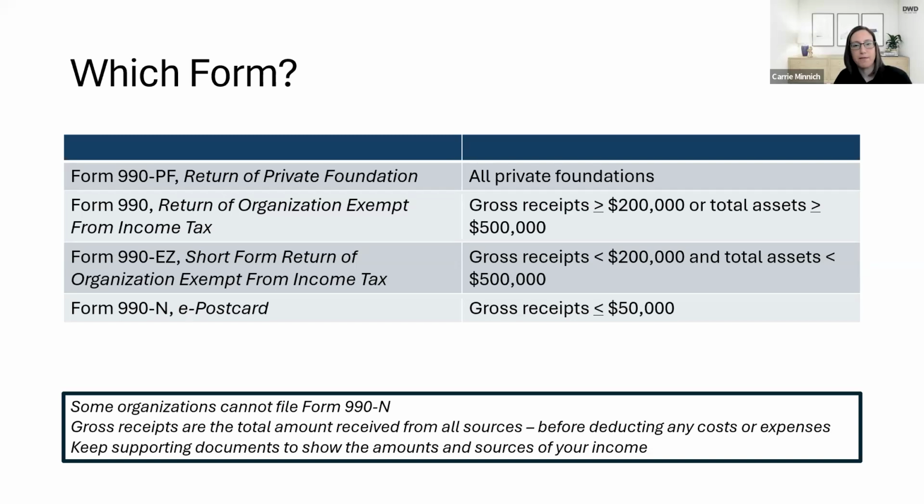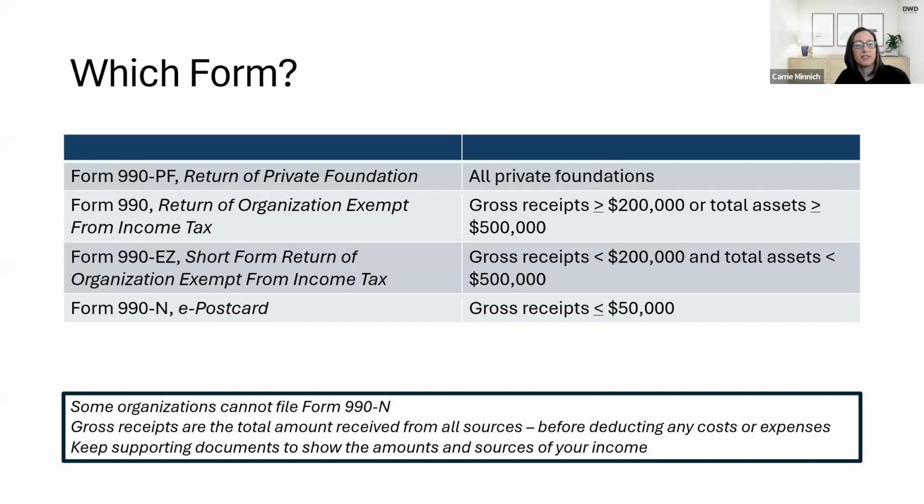However, if you are not a private foundation and your gross receipts are $200,000 or more, or your total assets are $500,000 or more, then you would file Form 990, sometimes referred to as the full 990. If your gross receipts are less than $200,000 and your total assets are less than $500,000, you can file Form 990 EZ, which is a little bit shorter form than the full 990. Then if your gross receipts are less than $50,000 on average, you can file Form 990N, which is an even simpler form that's filed with the IRS.